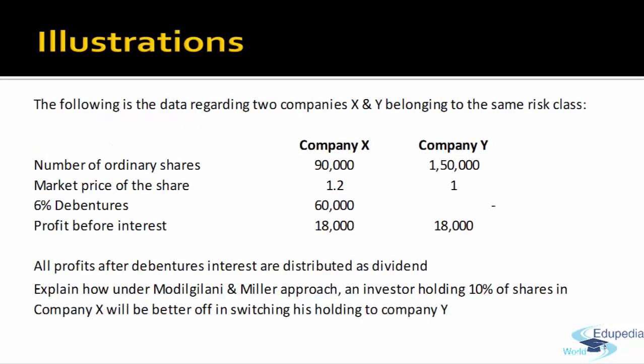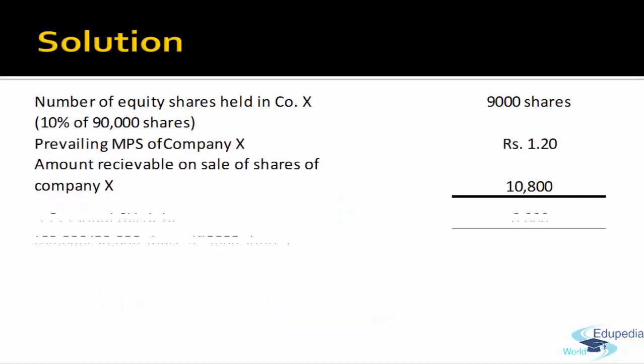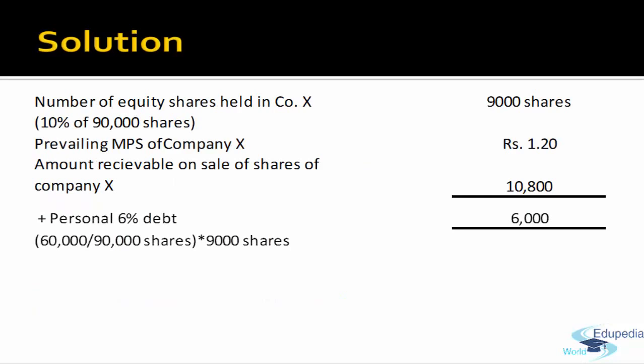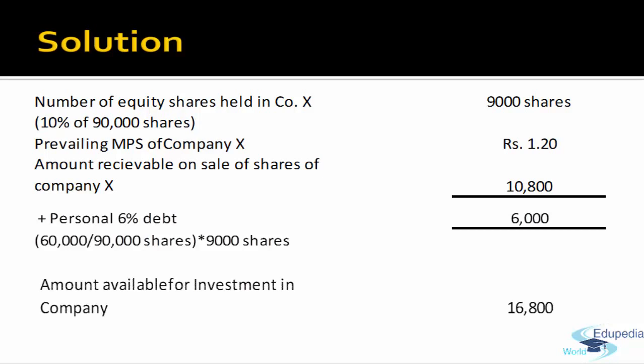Company X has 6% debentures of 60,000. And your personal leverage is, you can say, a substitute for your corporate leverage. So for 90,000 shares, the company has 60,000 debt. So for 9,000 shares, how much debt will the company hold? 6,000 debentures. So for those 6,000 debentures, investor A could take debt from the market. So when he borrows 6,000 rupees, now the investor is holding 16,800 rupees. This is the amount which is available for investment by the investor.